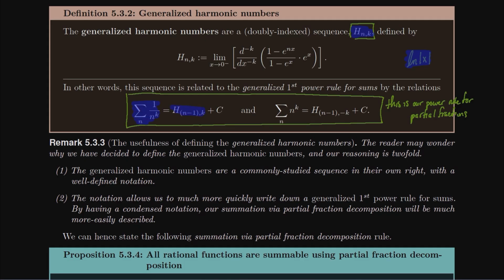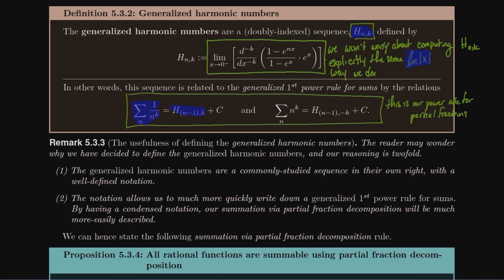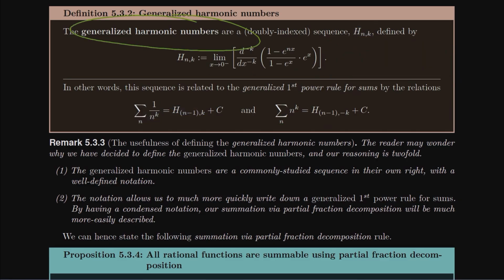So we're just going to call these the generalized harmonic numbers. They do happen to be computable. If we go ahead and use this limit, we just won't worry about computing them explicitly. We won't worry about computing h and k explicitly, the same way we don't worry about computing the natural logarithm of 2, for example. Nobody really asks you to compute the natural logarithm of 2. You agree it exists, and you use the natural logarithm function without necessarily needing to know how to compute it. So that's what we're going to get away with these generalized harmonic numbers.